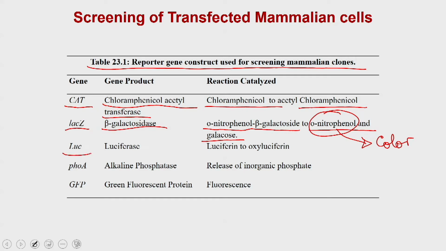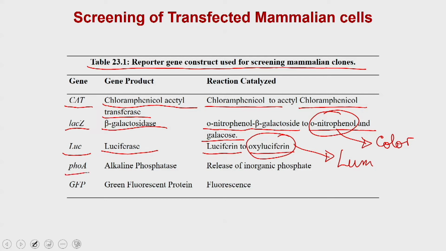Similarly, you have the luc gene which produces luciferase, and the luciferase enzyme converts luciferin to oxyluciferin, and the oxyluciferin gives you the luminescence, and the luminescence can be measured in a luminometer.